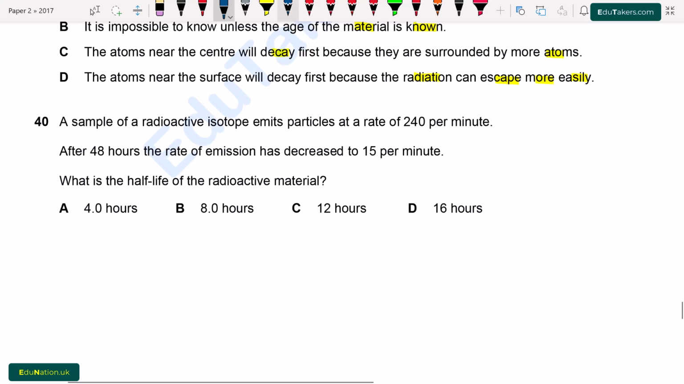Question number 40. A sample of radioactive isotope emits particles at a rate of 240 per minute. After 48 hours, the rate of emission has decreased to 15 per minute. What is the half-life of the radioactive material? So here we have to find out the half-life. So the initial rate is 240 per minute. When the first half-life passes, then half of this amount remains. So there will be 120. This is the first half-life.